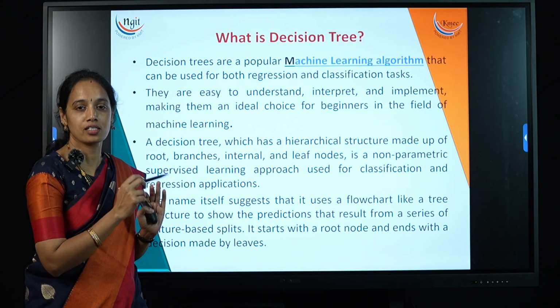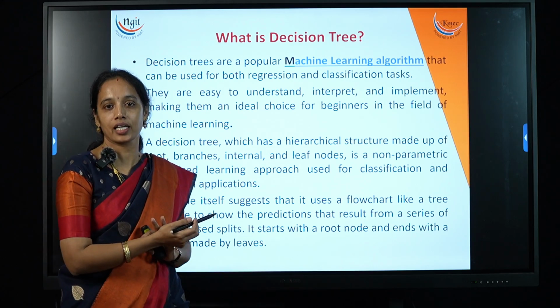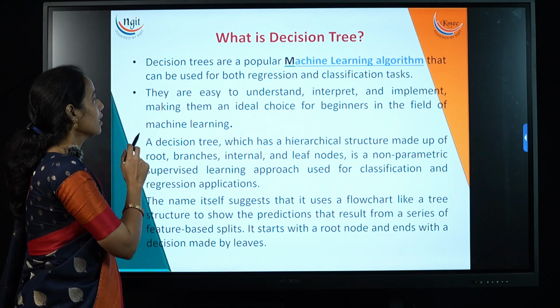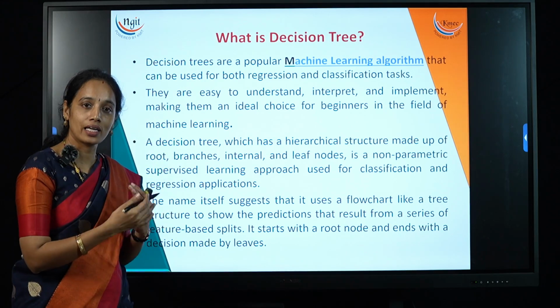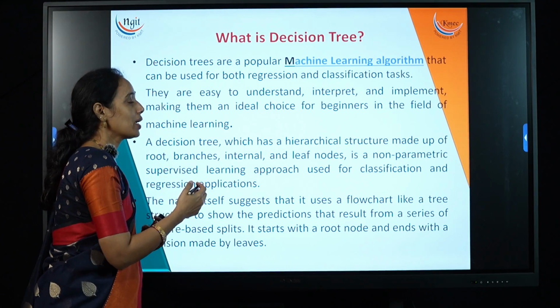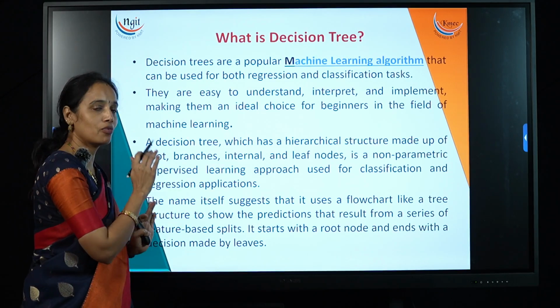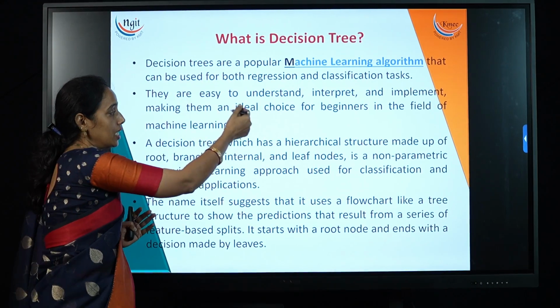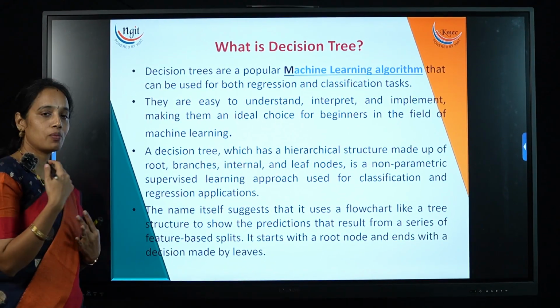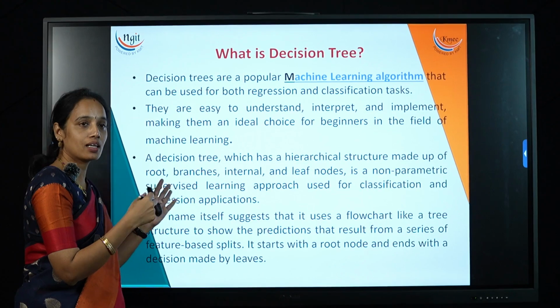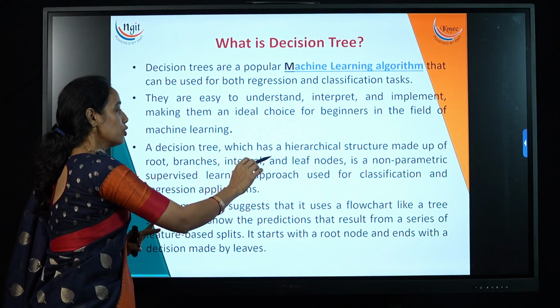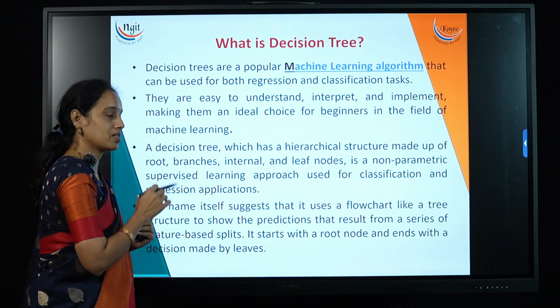So, a decision tree is also a supervised machine learning technique that is used for both classification and regression tasks. They are easy to understand, interpret and implement, making them an ideal choice for beginners in the field of machine learning. A decision tree, as the name itself indicates, has a hierarchical structure made up of roots, branches, internal and leaf nodes, and is a non-parametric supervised learning approach used for classification and regression applications.